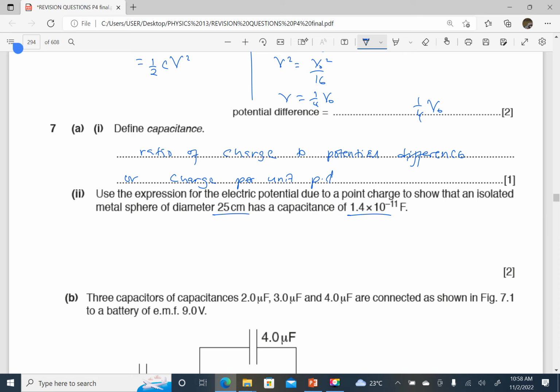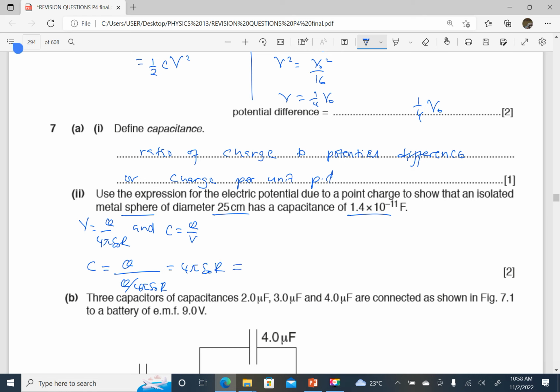So from electric fields, we know that electric potential V is equal to charge over 4 pi epsilon naught times R. And we now know from capacitance that capacitance is equal to Q over V. So when we combine the two for a sphere, then the capacitance C is going to be Q divided by Q over 4 pi epsilon naught R, which is going to give us 4 pi epsilon naught times the radius.